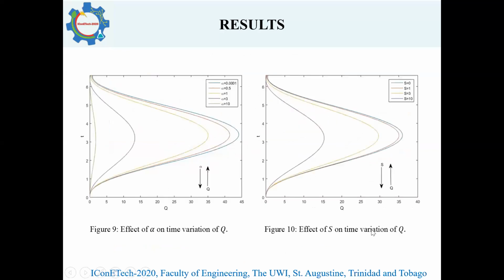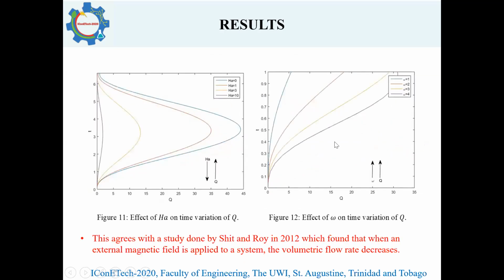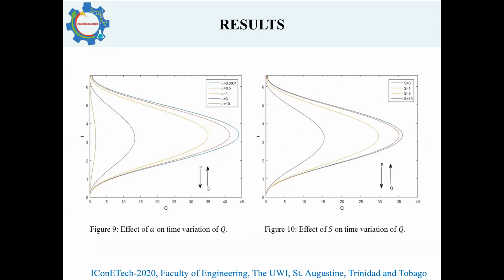Figures 9, 10, 11, and 12 all show the effect of alpha, which is the permeability parameter, S, the suction injection parameter, Hartmann number, and omega on time variation of Q, which is the volumetric flow rate. As alpha, suction injection parameter, and Hartmann number decrease, the volumetric flow rate is seen to increase.